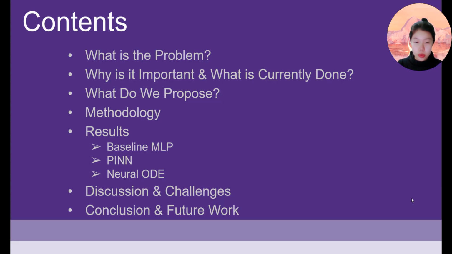Next, I'll present the results from three different approaches. First, the baseline MLP, then the physics-informed neural network, and finally the neural ODE model, so we can compare their performance. After reviewing the results, I'll discuss some key challenges and limitations we observed during the project. Finally, I'll wrap up with the conclusion and outline some possible future work. Let's get started.